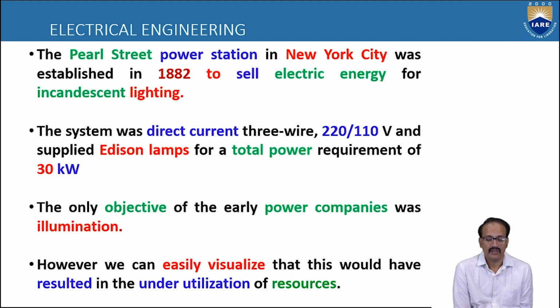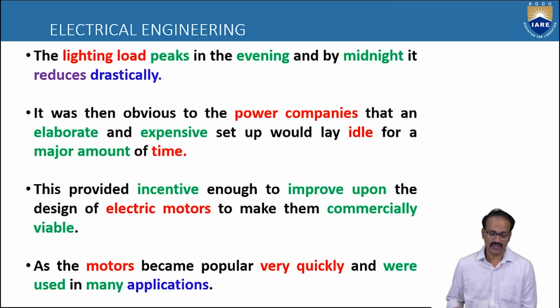So the problem is that you will use the lights only during the night, and what do we do in the daytime? For that, they were free. Something should be done such that people will use electricity even during the daytime. So for that purpose, afterwards they were able to come up with motors.